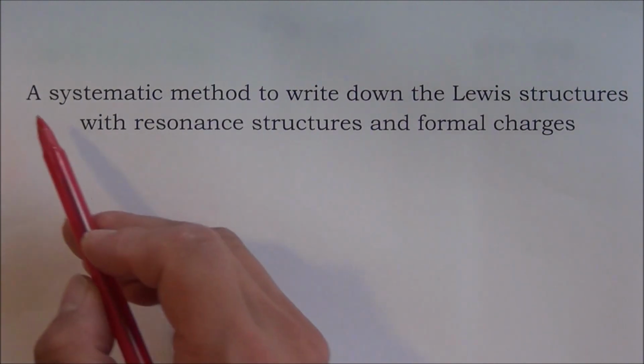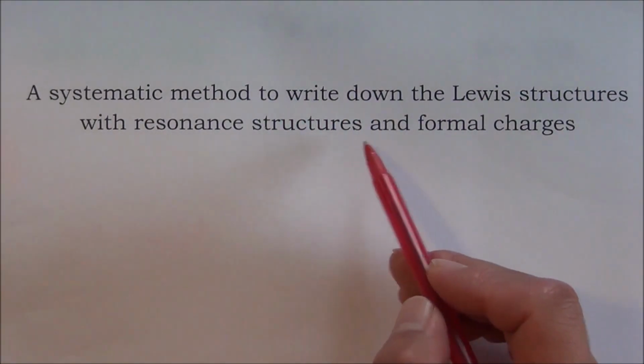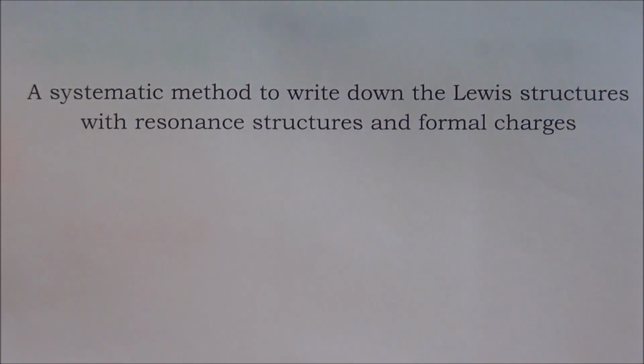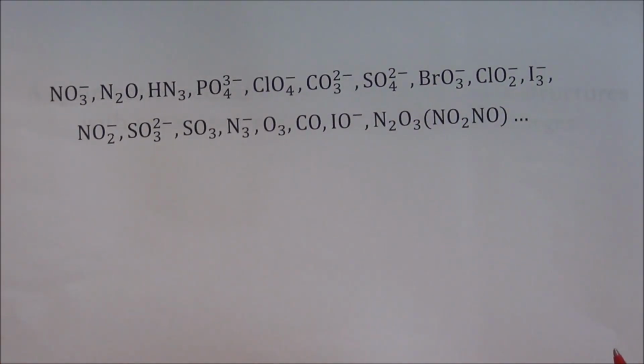Today, I'm going to teach you a systematic method to write down the Lewis structures with resonance structures and formal charges. There are a lot of molecules and ions whose Lewis structures are very difficult to write down correctly. Here is a list of them. Well, if you can follow the procedures I'm teaching you here, it will be relatively easy and relatively fast to write down the correct Lewis structures with resonance structures and formal charges for any molecule or any ion.